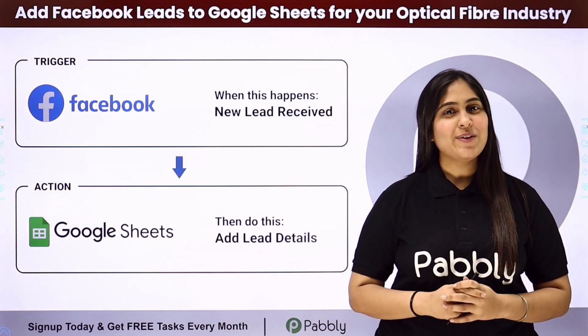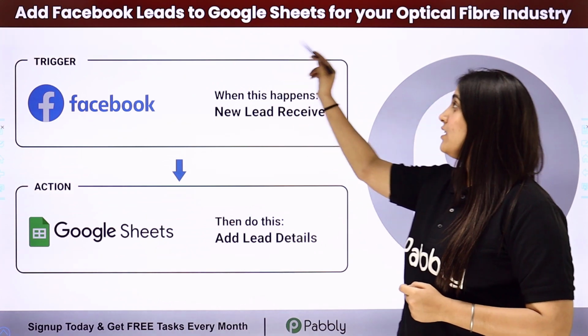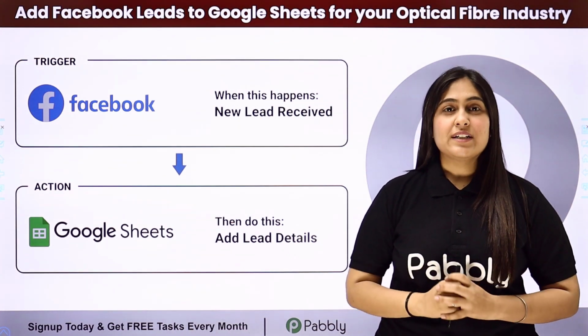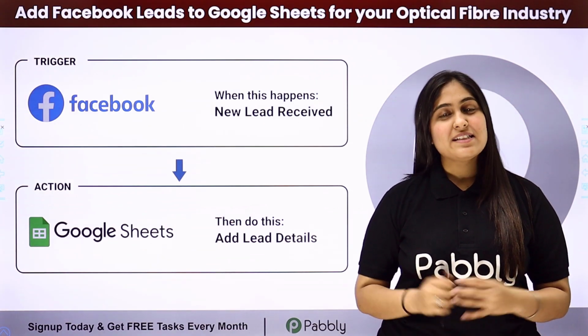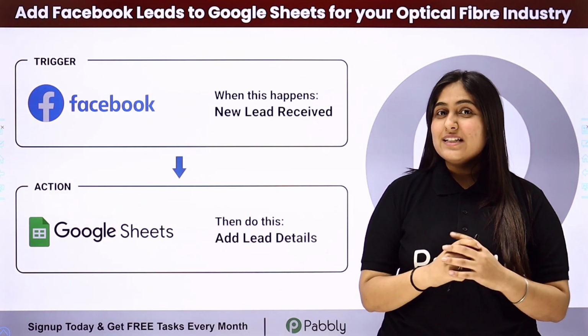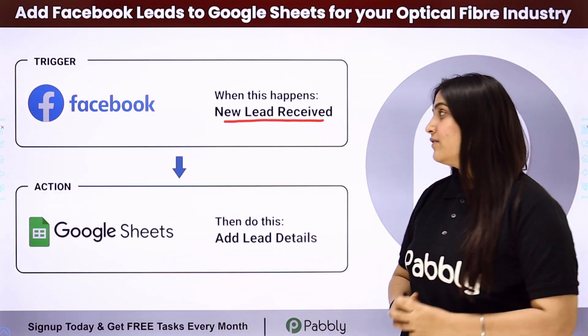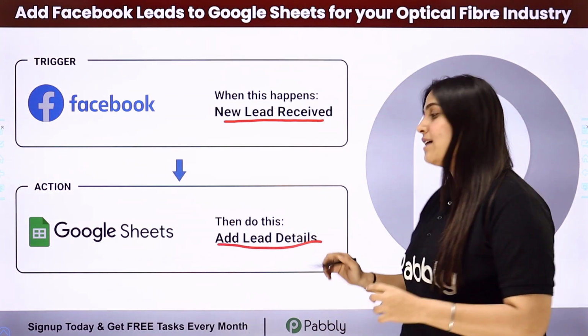So in this video we are going to learn how to add Facebook leads to Google Sheets for your optical fiber industry. Here I own an optical fiber business, and to promote my business I am running a Facebook ad. In this case I want whenever a new lead is received, automatically the details of that lead should be added in my Google Sheets as a new row.